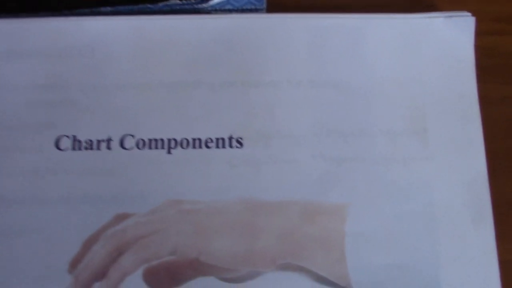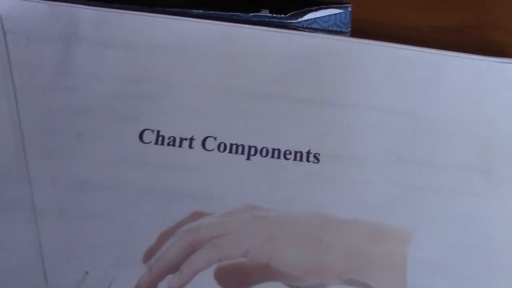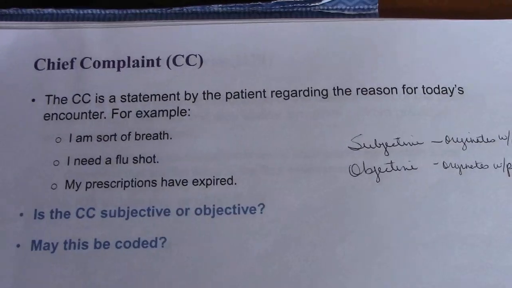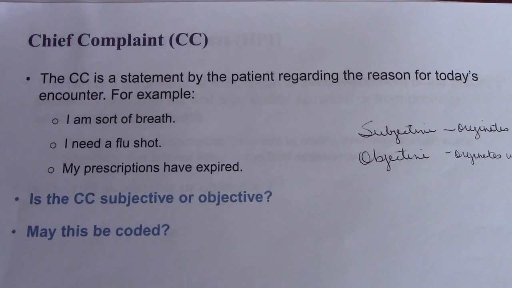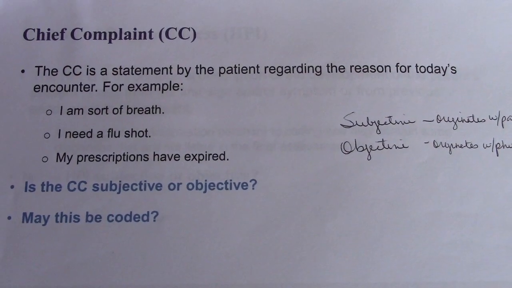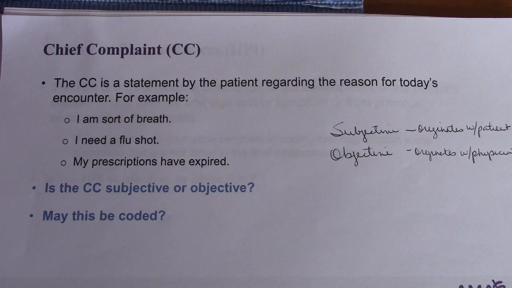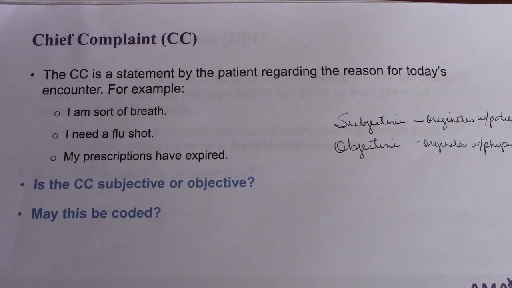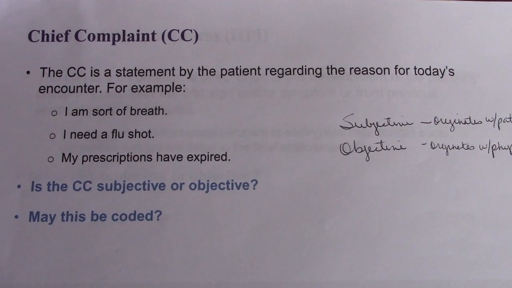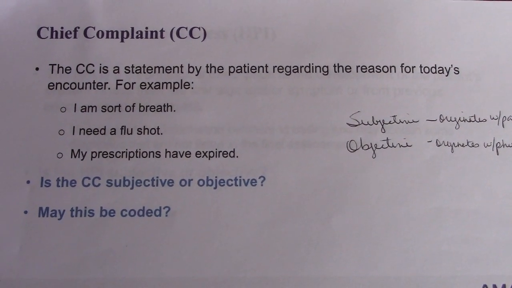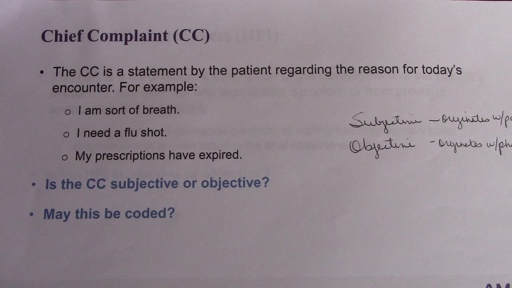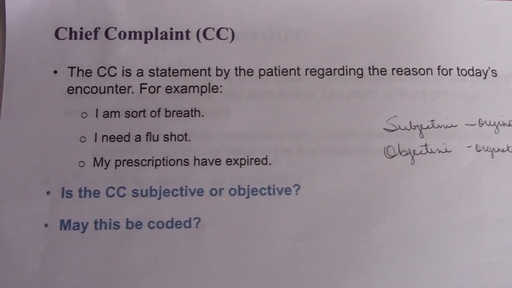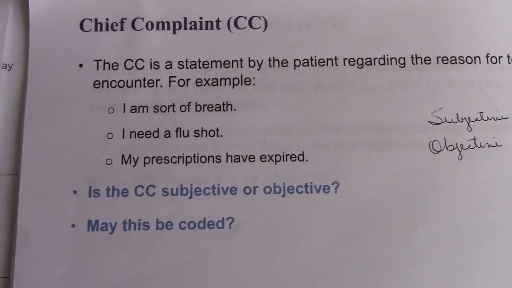All right, chart components. First is your chief complaint. The chief complaint is a statement by the patient regarding the reason for today's encounter. For example, I am short of breath. I need a flu shot. My prescriptions have expired. So, is the chief complaint subjective or objective? And may this be coded?